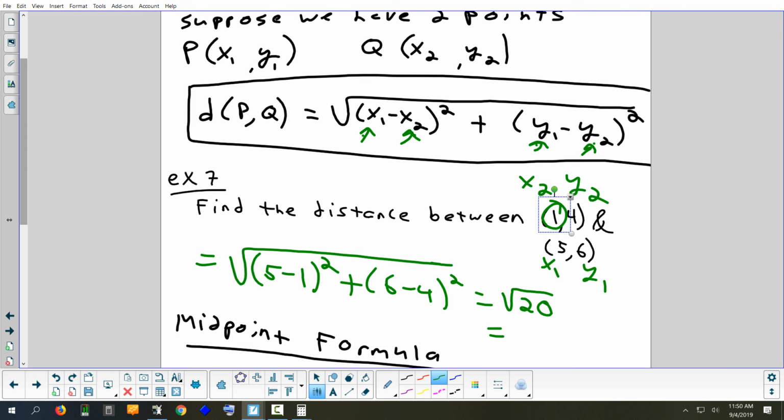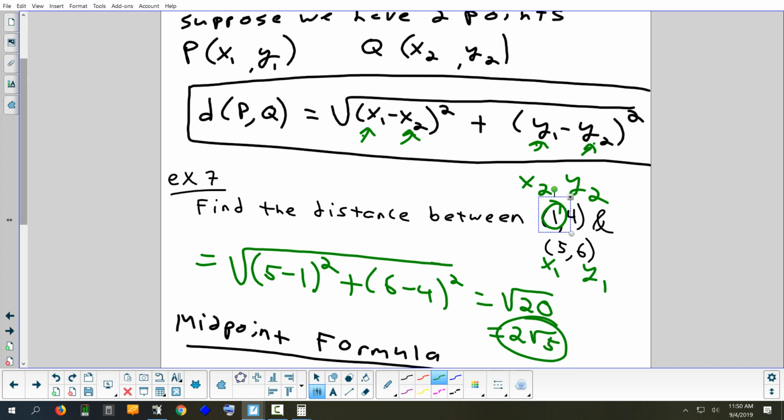Anytime we get a square root we can reduce, we need to make sure we reduce it. What would the square root of 20 be if you reduce it? That's not the answer, but that's what I'm looking for: 2 times the square root of 5.